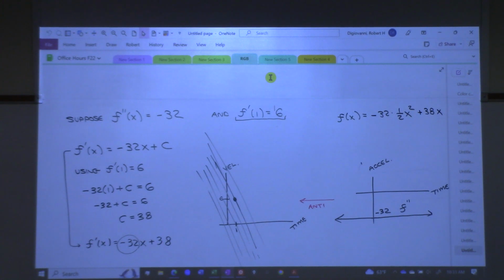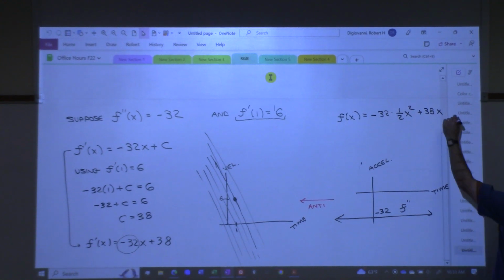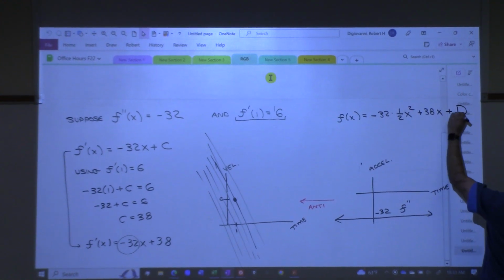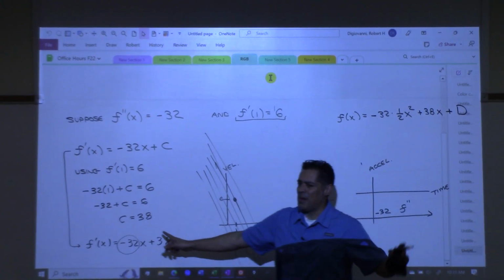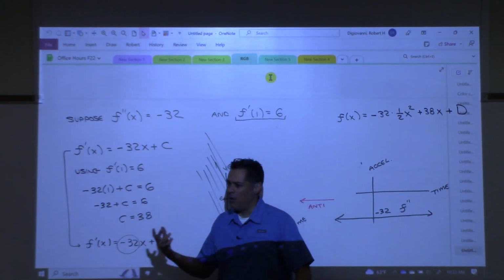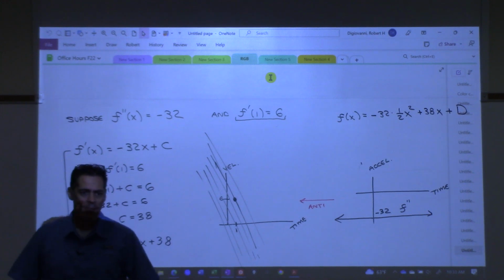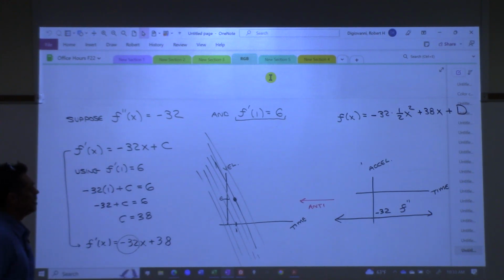Now, this is the second c I've had in the same problem, so we don't like to use c twice. We just use a different letter. We usually use capital D, so that we're not talking about 2 different things. I don't want to call c 2 different things in the same problem. Let's clean this up.